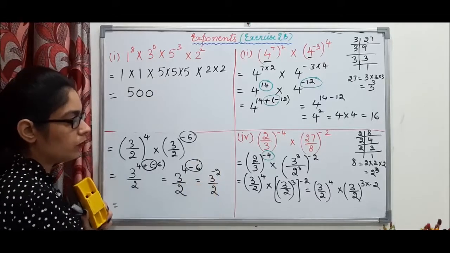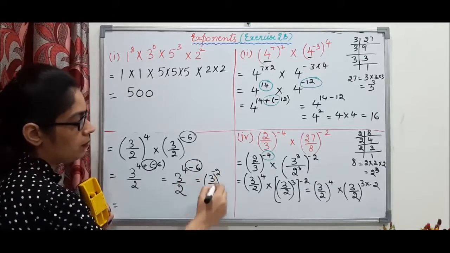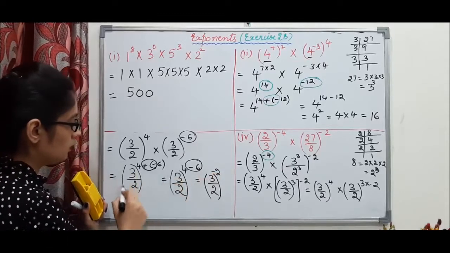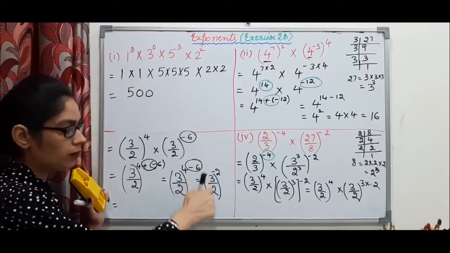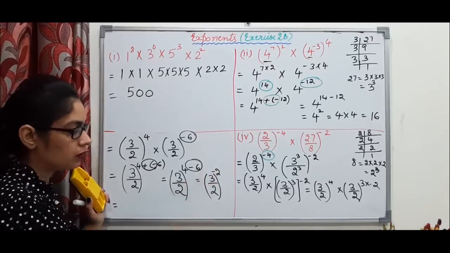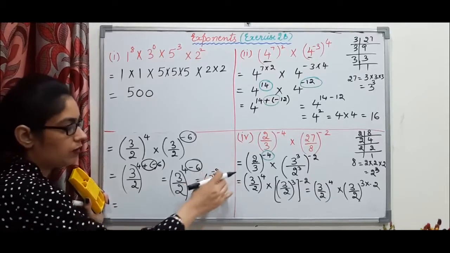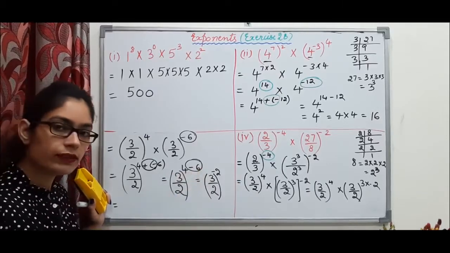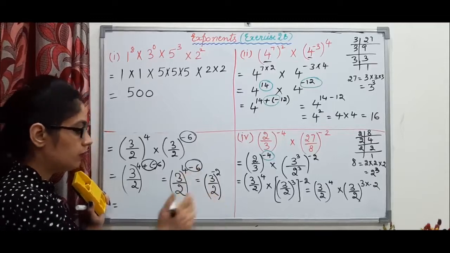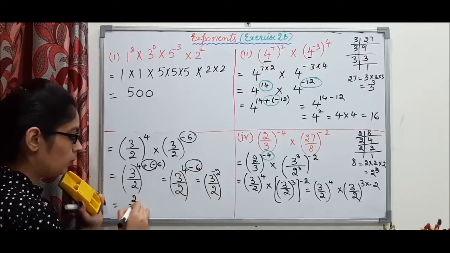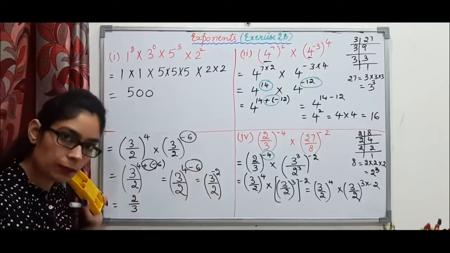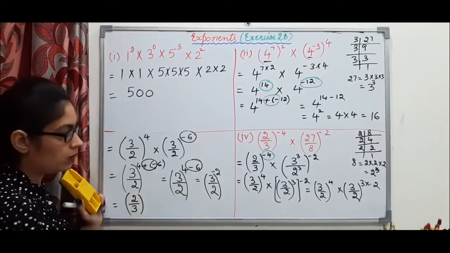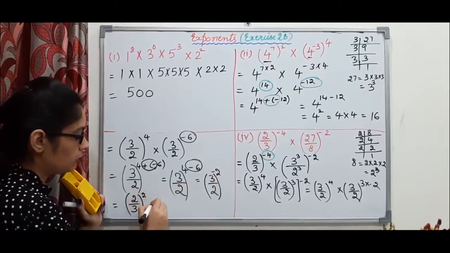So (3/2) whole power minus 2. When two numbers are there, it's better to put it in a bracket because this power is with both the numbers. Now this power is negative, so we can change it into positive. We will do its reciprocal, it will become 2 by 3. So when we do the reciprocal of a base, its power will change from negative to positive. So minus 2 will be changed to positive 2.